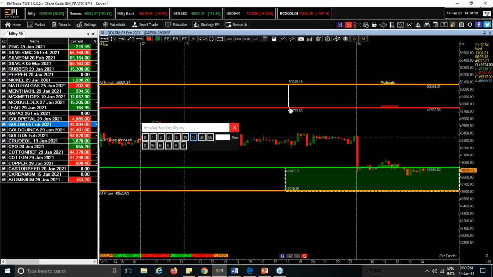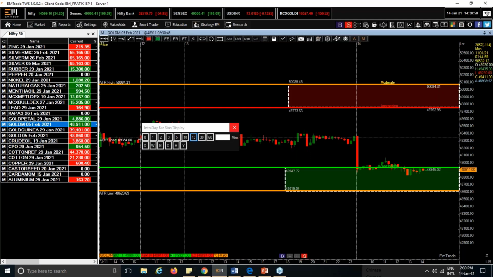So this is not an ideal way to put the short sell. You have to wait for your level 48,690 to break. Then only you can confirm that support break. It becomes your new resistance. Right, Tiger? Because as per my understanding, Gold M is currently moving on the support level, for the 5th February contract.